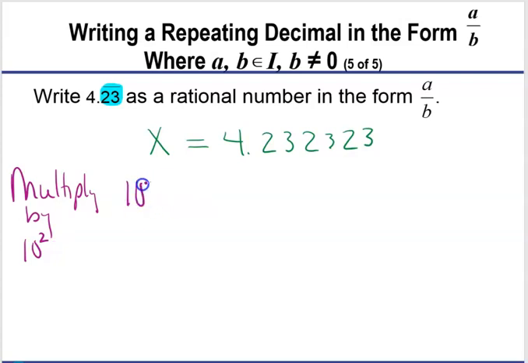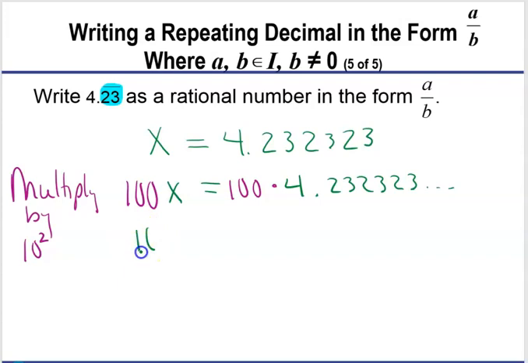So that gives me 100 times x is equal to 100 times 4.232323. Again, that's repeating forever. Now let's simplify that. I'm going to use all green this time. So I have 100x on the left-hand side. Now when I multiply this decimal by 100, does it not scoot the decimal two places to the right? And you should say, yes, it does. Okay, and then this 23 again goes on forever.